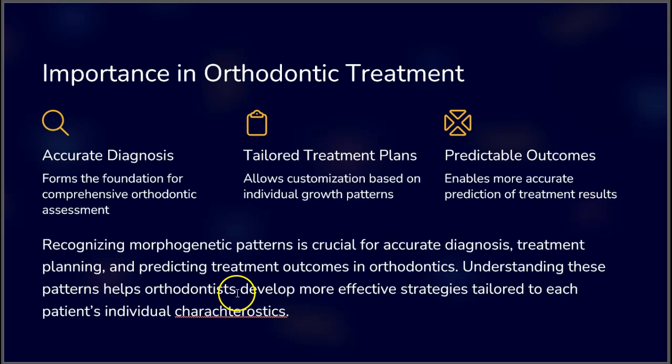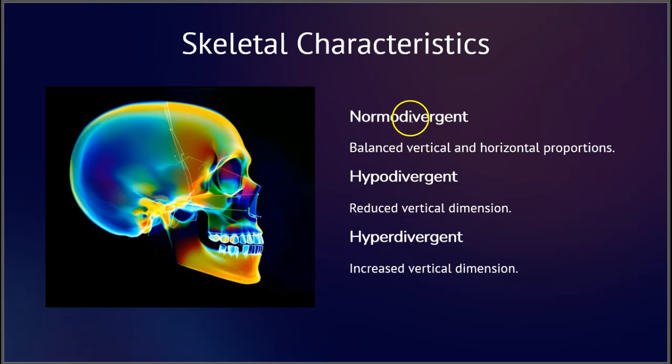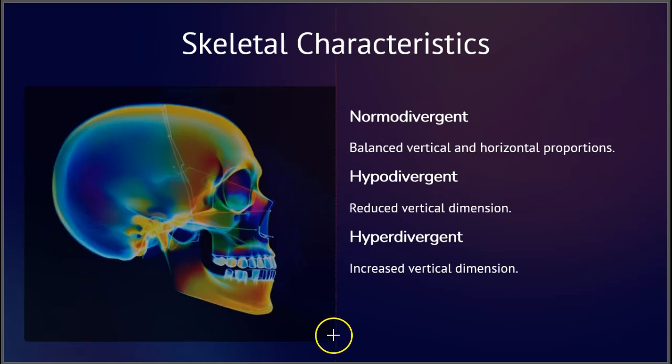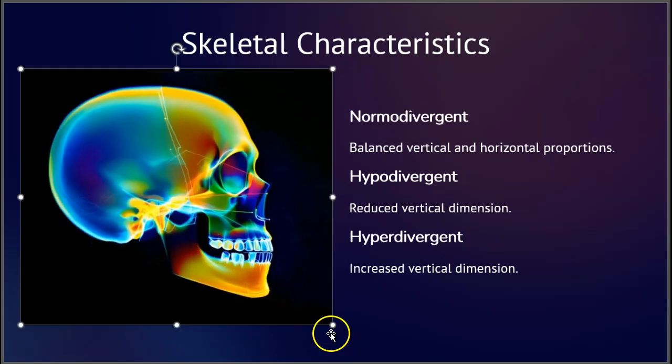Okay? I have a typo on the slide, but let's just move on. So here we have the normal divergent. We have our balanced vertical and horizontal proportions. If we were to look at a cephalometric x-ray, and again, I totally understand that GPs are not going to have a cephalometric x-ray, but you really don't need one. All you need to do is observe the mandibular plane.